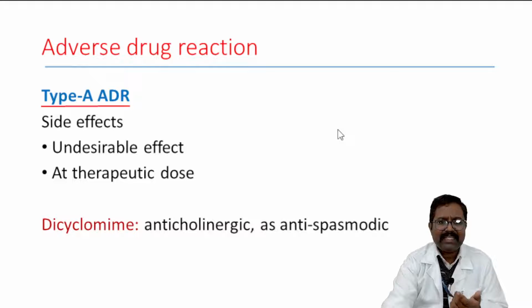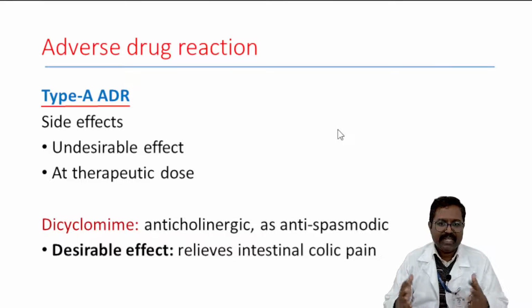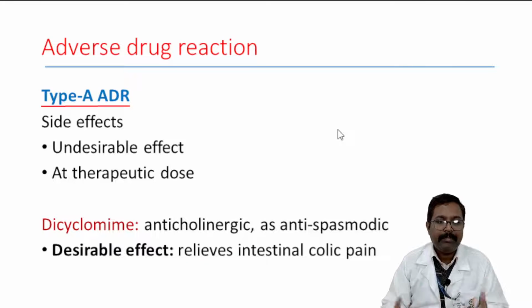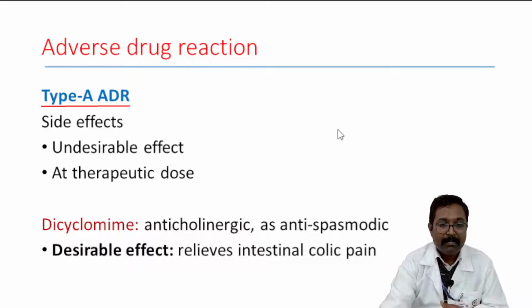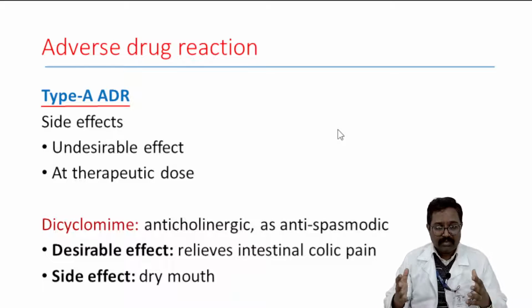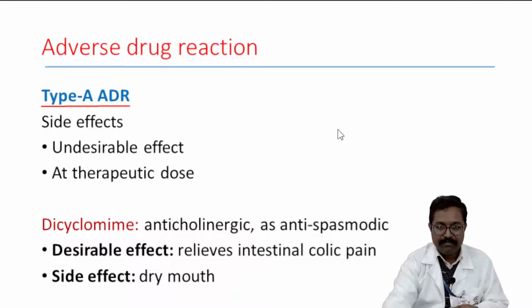So what are the other examples which we can quote? Another example is dicyclomine, an anticholinergic agent used as an antispasmodic to decrease abdominal pain. One of the desirable effects is to relieve the colicky pain arising from the abdomen, but the undesirable effect is, as you know, that anticholinergic drugs cause dry mouth because of M3 blockade in the salivary glands.